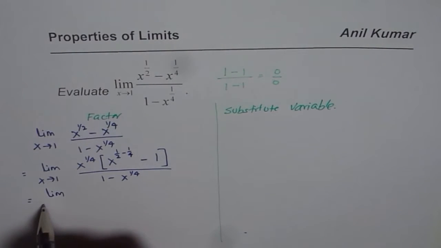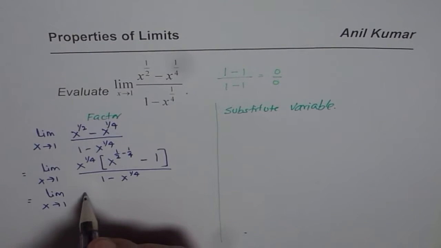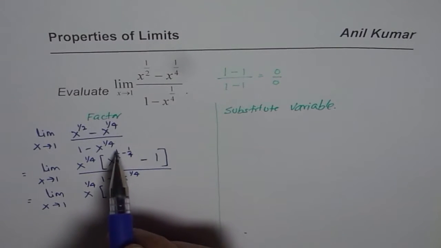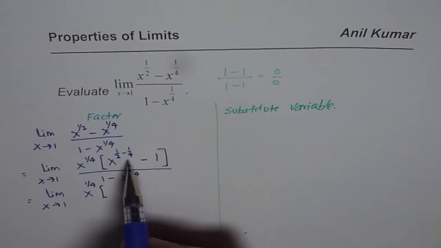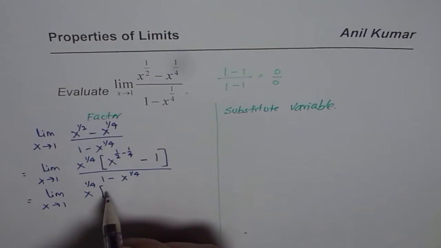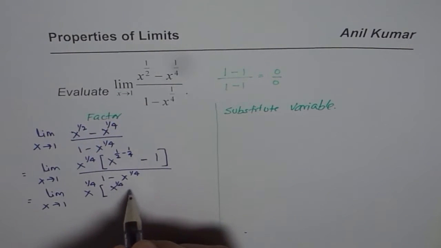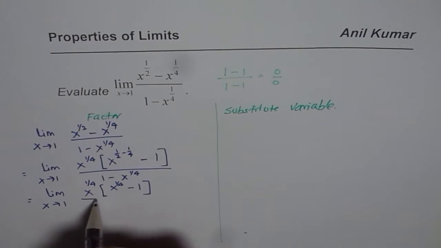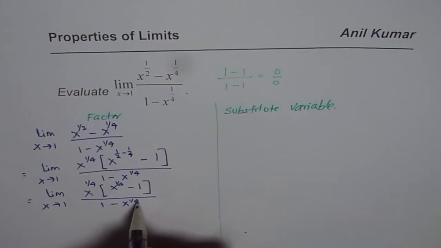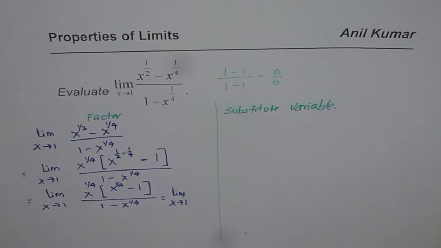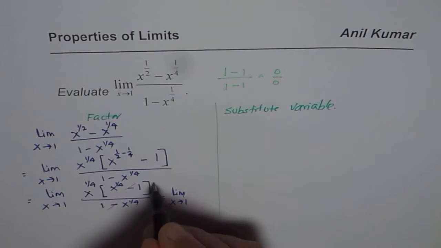So we get limit x approaches 1, and we could write this as x to the power of 1 over 4, and here we do half minus 1 over 4, so that is x to the power of, 4 is a common denominator, so 2 minus 1, so we get 1 over 4, minus 1 in the numerator, right, divided by 1 minus x to the power of 1 over 4. Now these two can be cancelled, right? So we could write this as limit x approaches 1, and when you cancel, since it is 1 minus x to the power of 1 over 4, and this is x to the power of 1 over 4 minus 1, that will give you minus 1, right?